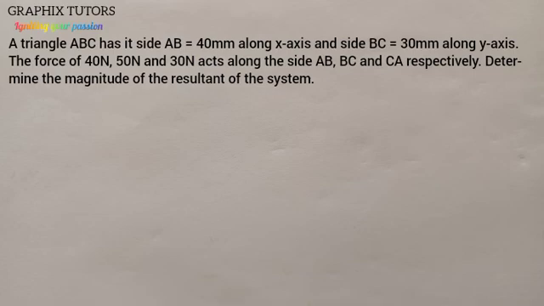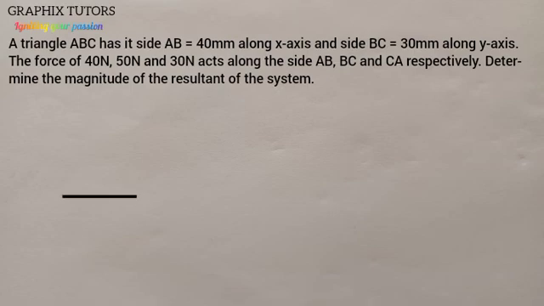Solution. When you see a question like this, one of the best approaches you can take is by drawing your free body diagram, a diagram that will give you more translation about this problem. Now let us start and see how it goes. It says a triangle ABC. We all know a triangle has three sides and it has three points also. Has its side AB. Now this is one of the sides, AB, along the x-axis.